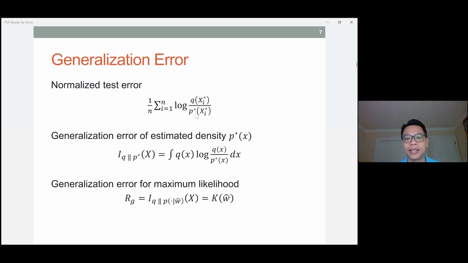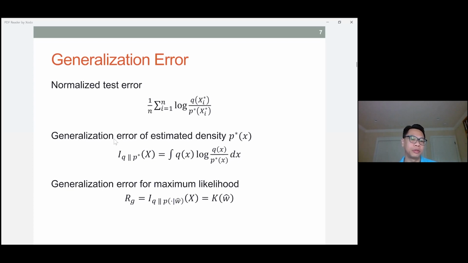So P star here is my estimated density. Now, if I take the expected value of this test error, I am going to get the Kullback divergence. I'm going to get the relative information from the estimated density to the true density on X, which is the integral of Q log Q over P star. And that is going to be the definition of generalization error.